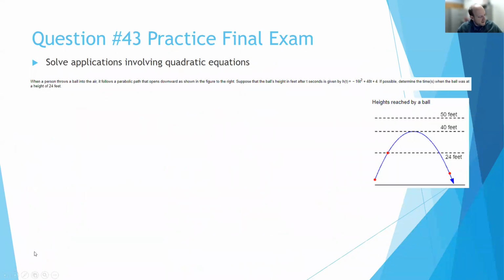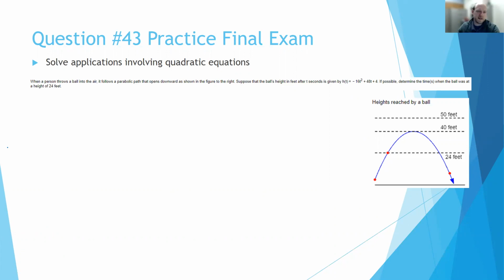Okay, let's solve an application problem now. So number 43, and a lot of you on your chapter 11 test had this one incorrect, so I wanted to go through this. Solving applications with quadratic equations.